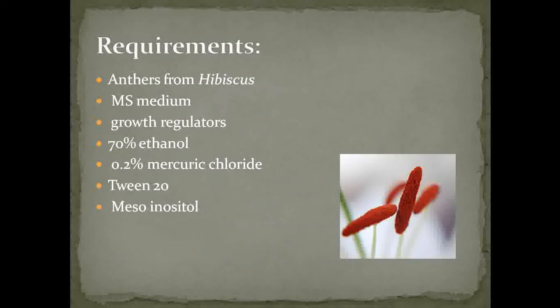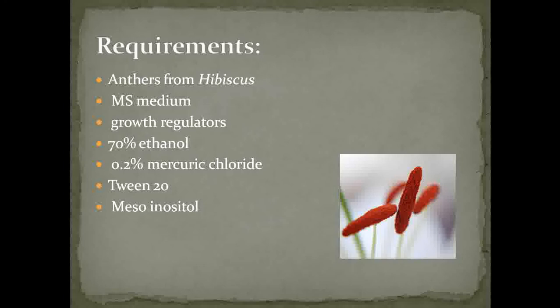Then we see what the requirements are to carry out the anther culture. Here we require the anthers from any flower. Here I will take the hibiscus, but you can take the anthers of any flower. For the growth of that plant we require media. Here we are going to use the MS media, which is most popular in tissue culture. We require different types of growth regulators and growth supplements.